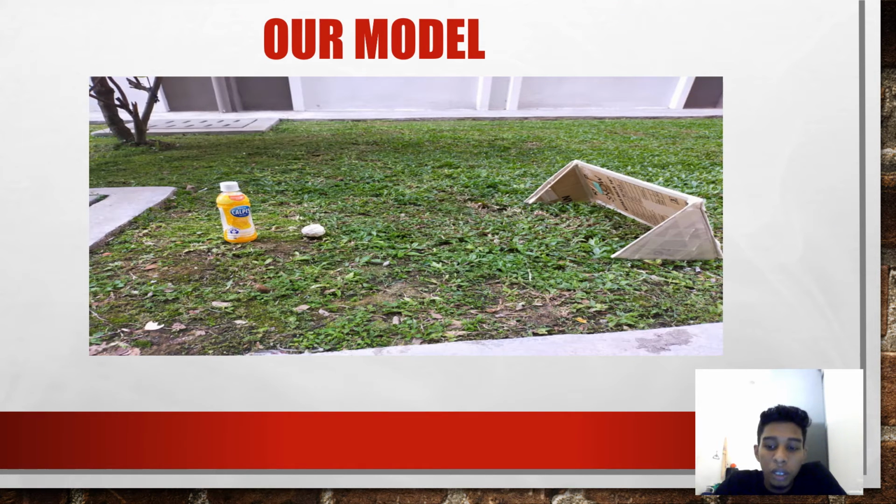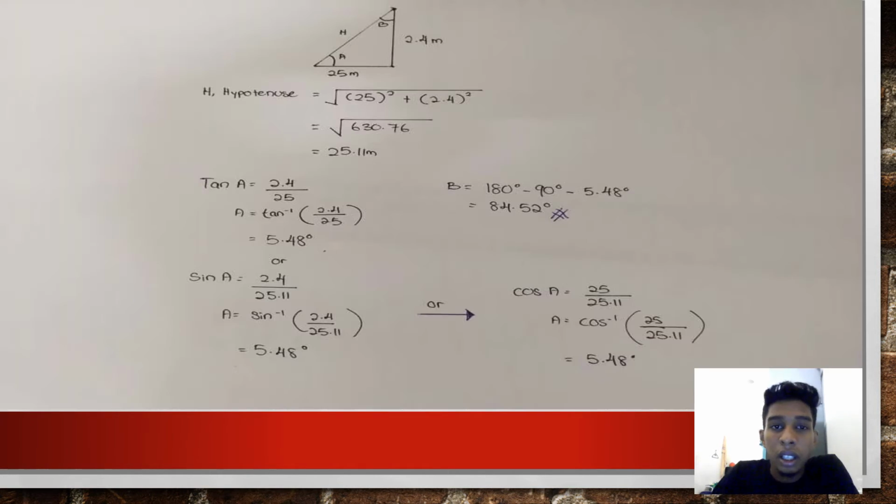This is our model that we created, and this is the method that we use to calculate trigonometry. For example, for this question, we have to find the hypotenuse first, then we can calculate tan A, sin A, and cos A. After calculating that, we have to subtract 180 degrees minus 90 degrees, and we get the answer for tan A, sin and cos. So the answer will be as shown: B equals 180 minus 90 minus 5.48 degrees, which equals 84.52.